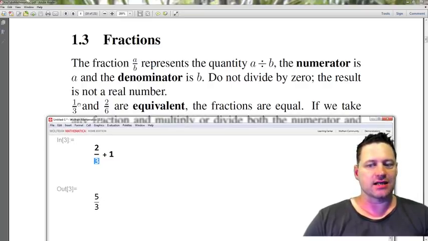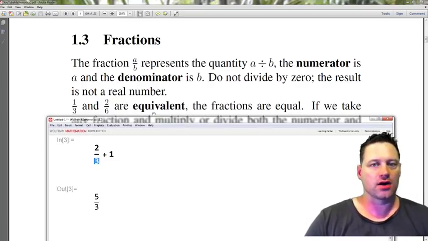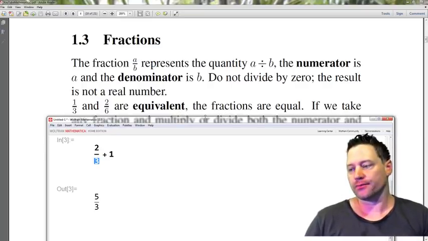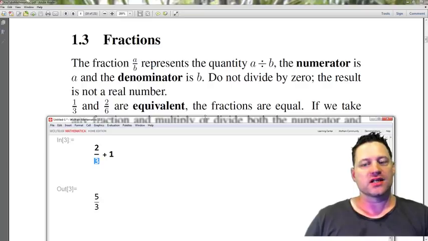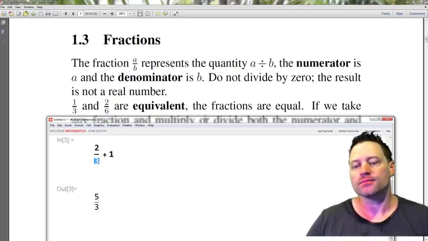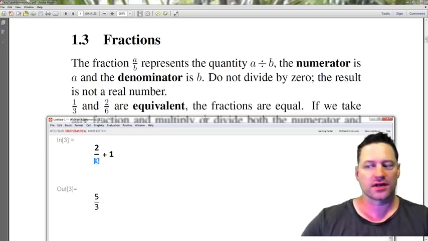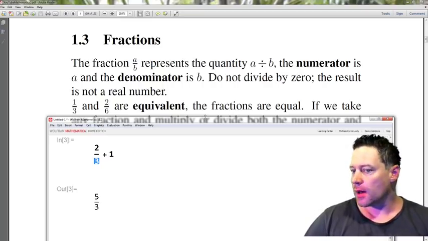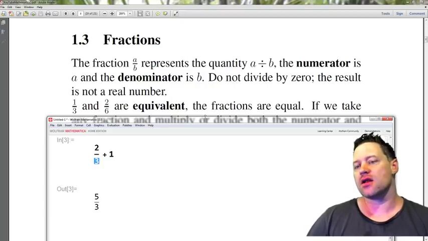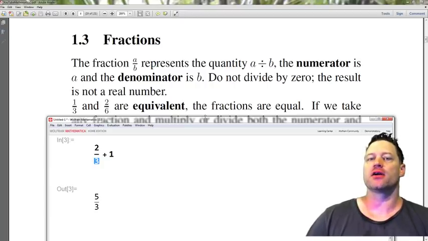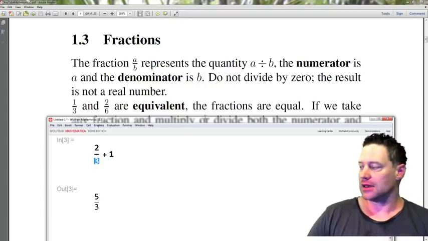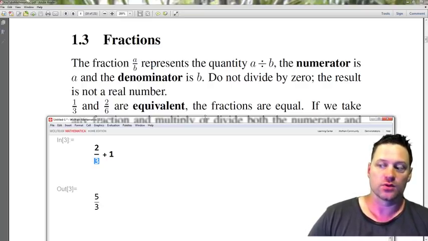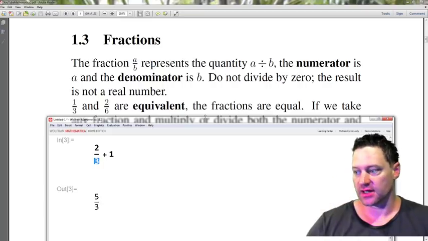So this here says 1/3 and 2/6 are equivalent. So basically the fractions are equal. They represent the same proportions of the whole. How do we work out that they're equal? Well, traditionally you factorize the numerator, you factorize the denominator, and you cancel like or equal terms within that.